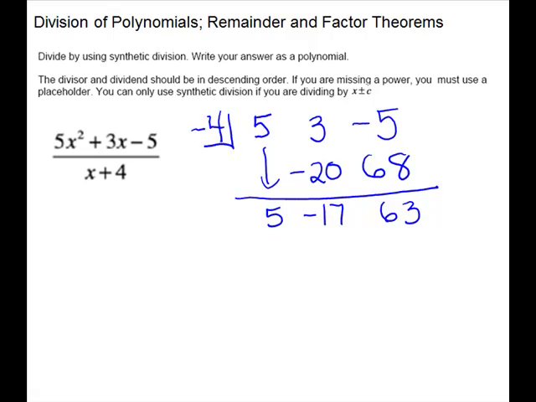So we'll put it back together with our variables. We drop 1 degree lower than where we started. We started at x squared, so we're going to go down to x to the first. This will be 5x. You don't have to write to the first. Minus 17. This one does have a remainder, so it is plus 63 over our divisor, x plus 4.